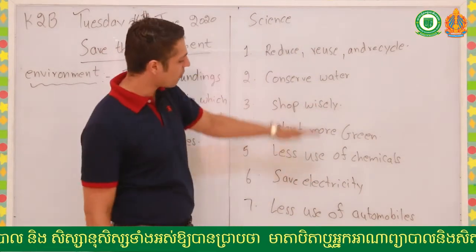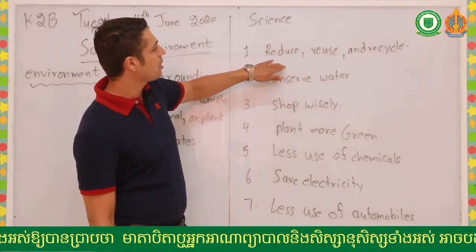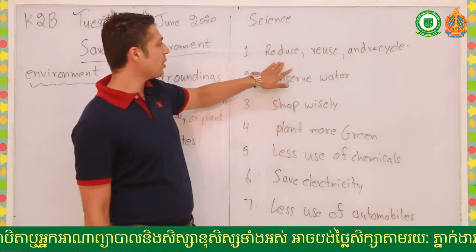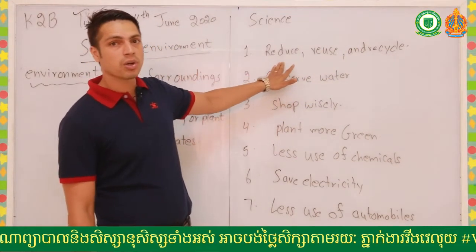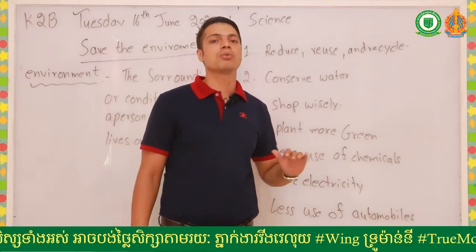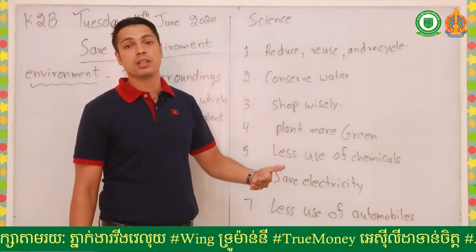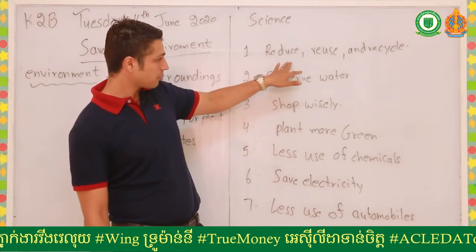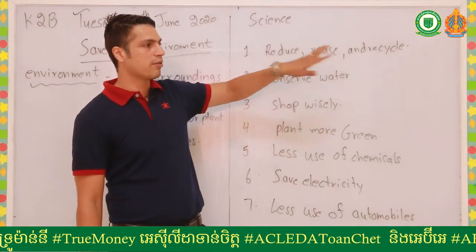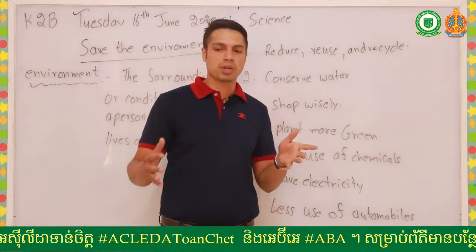So here are some ways how we can save our environment. So first, reduce, reuse and recycle. Reduce means less use. Okay, so like plastic bags are very harmful for our environment, so we should reduce use of plastic bags.